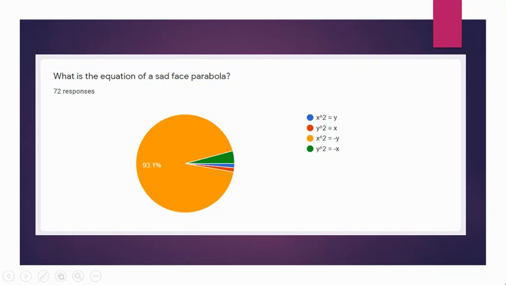Sad face parabola. This was pretty good. 93.1% got this right. The x squared equals negative y. You divide the y over, and you'd have y equals negative x squared, right? Parabola that opens down, or sad face parabola.